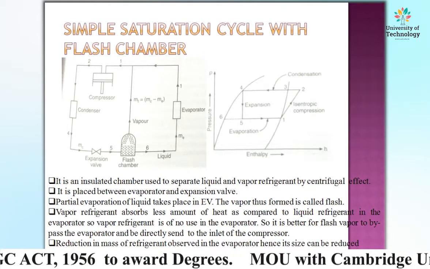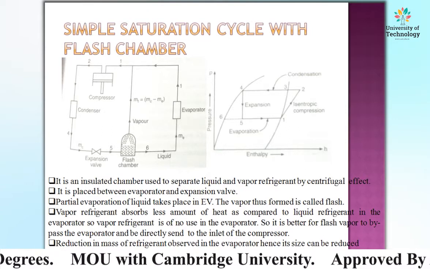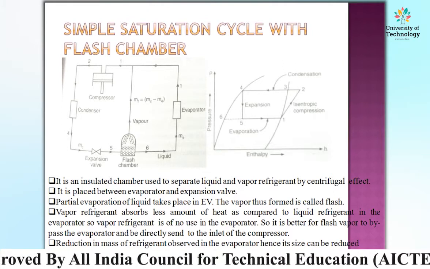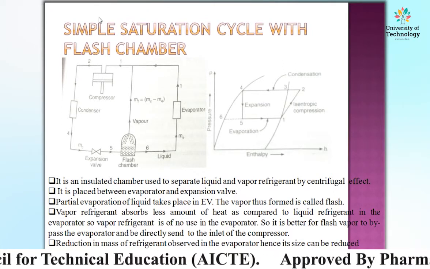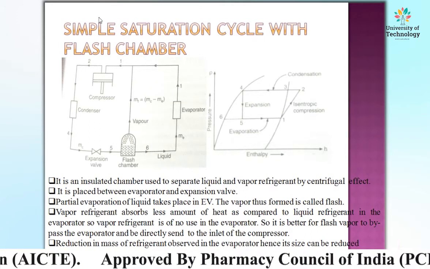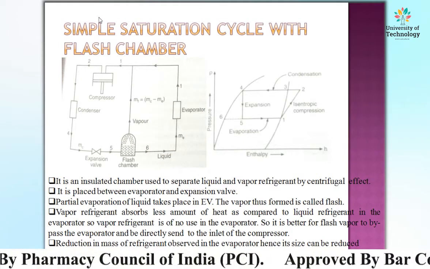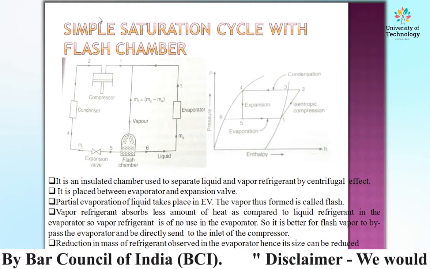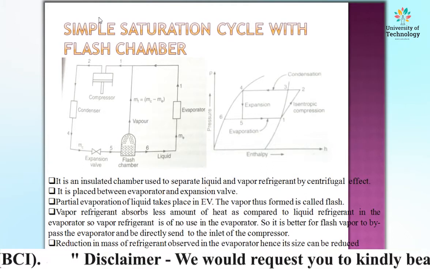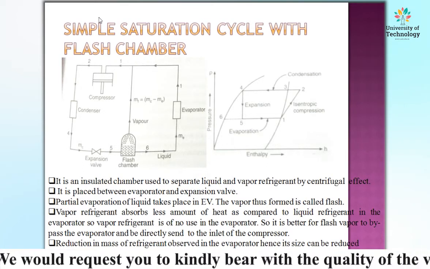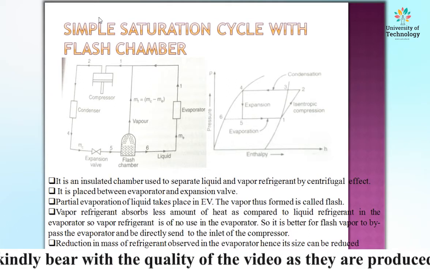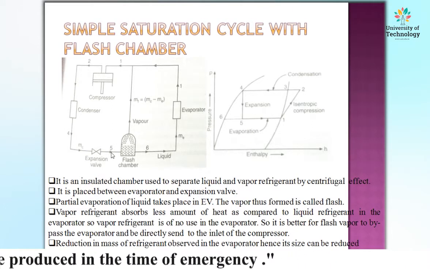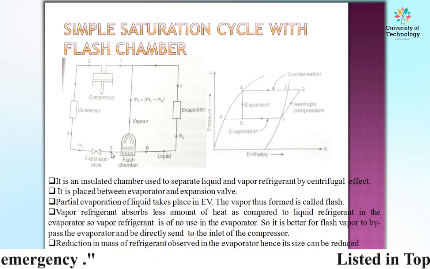First of all, we must know what flash is. In the expansion valve, we know that an expansion of refrigerant takes place, meaning during expansion the pressure drops and slight evaporation of liquid refrigerant takes place in the expansion valve. So at this point 5, just at the inlet of the flash chamber, the refrigerant is available in liquid plus vapor form.